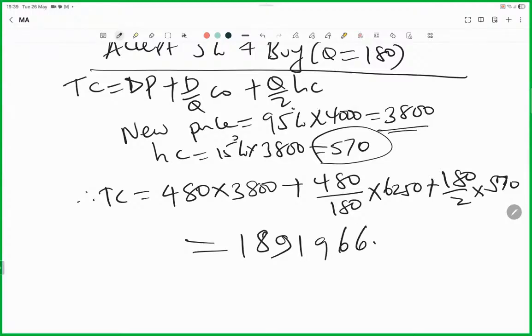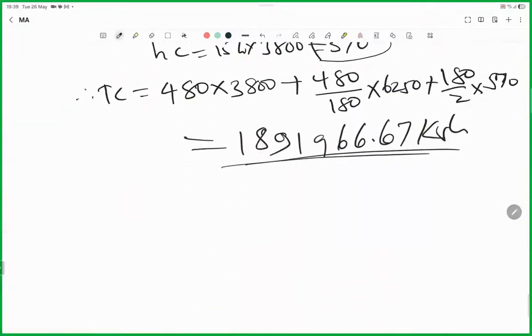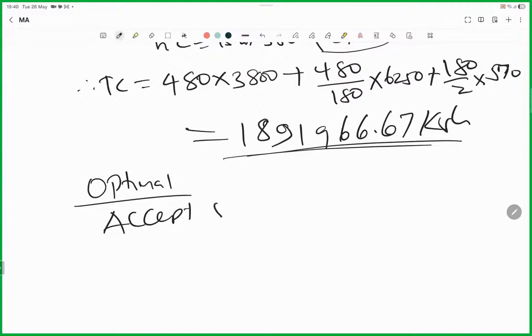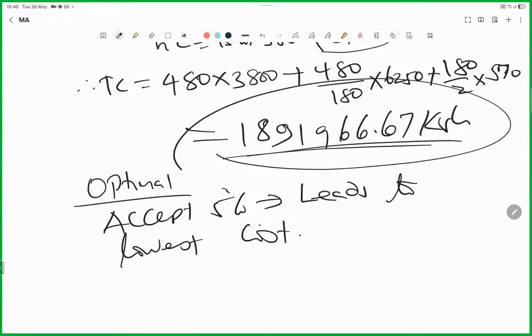And 66 points. Now, when you compare the three costs, which cost is better? This is 18. This one is 1922. The other one was 1980. So in this case, the optimal is to accept 5%. It leads to the lowest cost, because this 18 is the lowest.